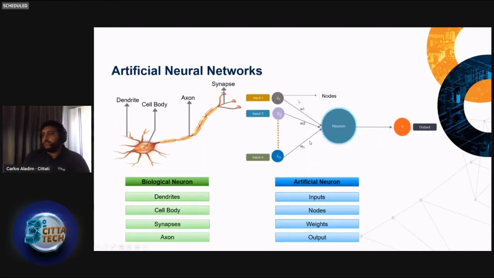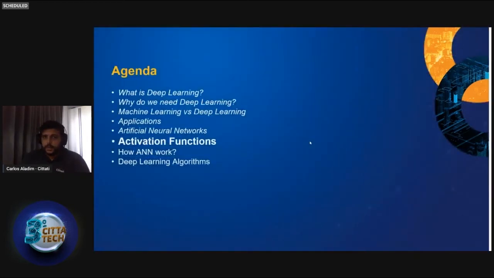So if we compare a biological neuron to an artificial neuron, we'll have the dendrites as the inputs, the cell body as the nodes, the synapses as the weights, and the axon as the output.